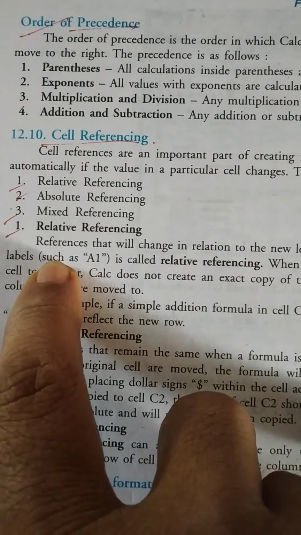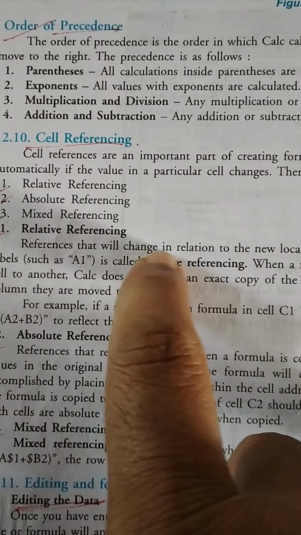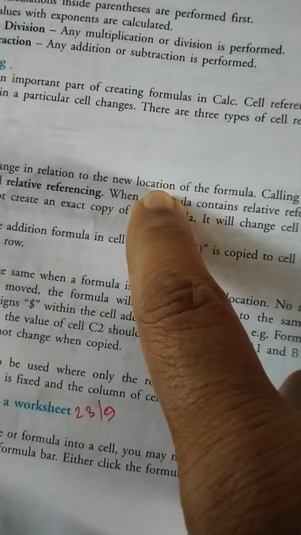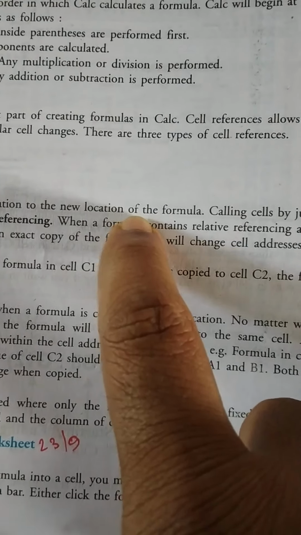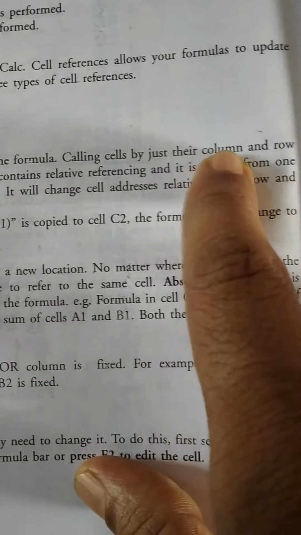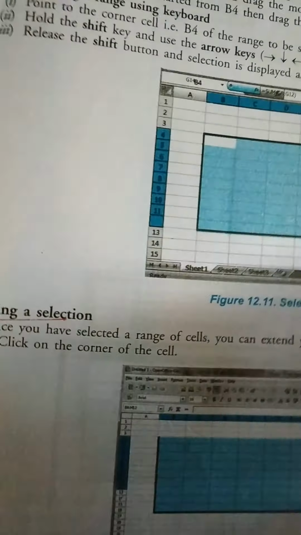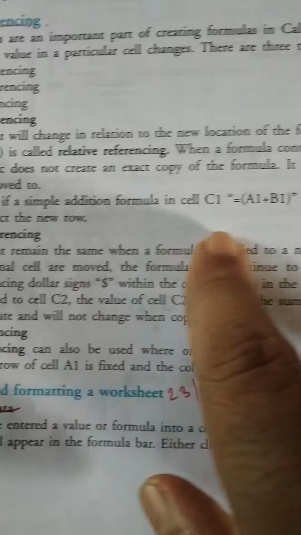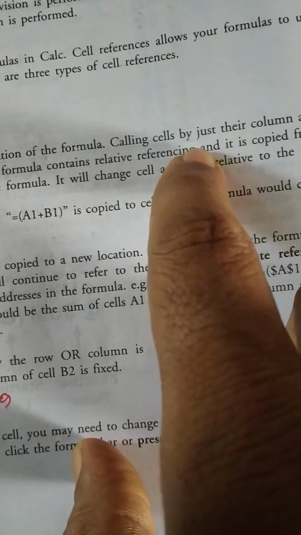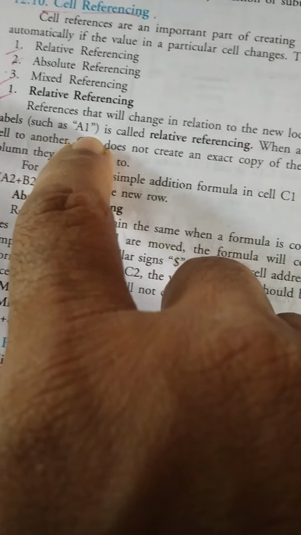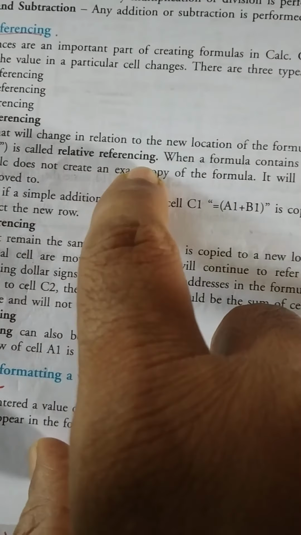So see here, a reference that will change in relation to the new location. I told you in the worksheet of the formula, we call cells by just their column and row, right? इसमें जब हम बढ़ेंगे आगे तो कॉलम एंड रोज चेंज होगा, लोकेशन चेंज होगा. तो जैसे जैसे चेंज होगा फॉर्मूला भी ऑटोमेटिकली चेंज होता चला जाएगा. ठीक है. A row label such as A1 is called relative referencing.